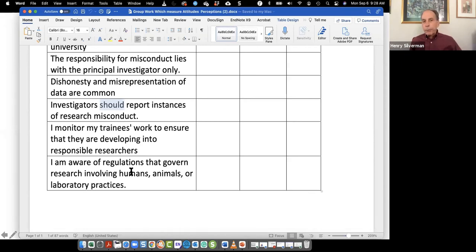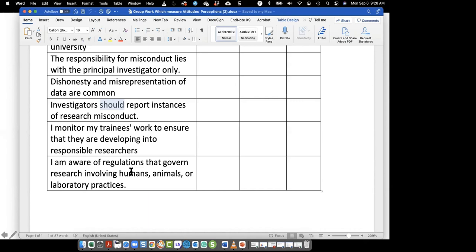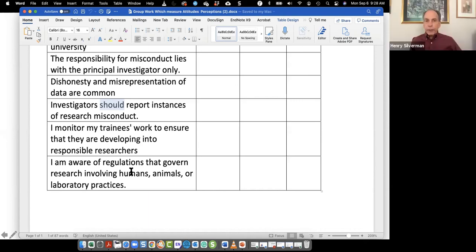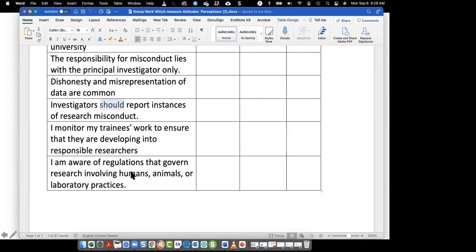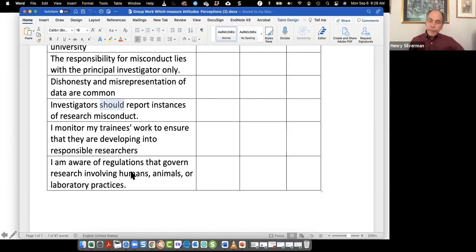Now, knowledge would be, there are regulations in my country that govern research. Here, you may want to know how many people are aware of regulations. So, again, very distinct. Fact, awareness, perception, opinions, attitudes.